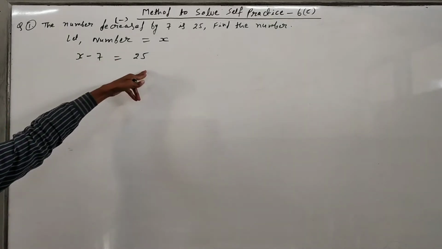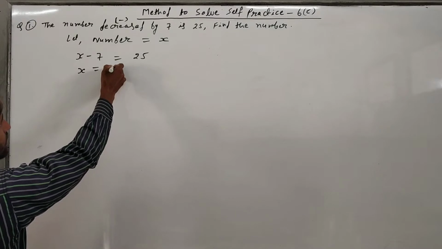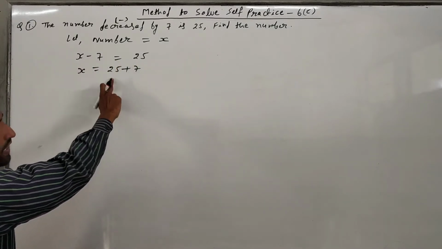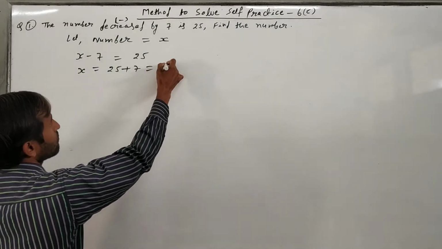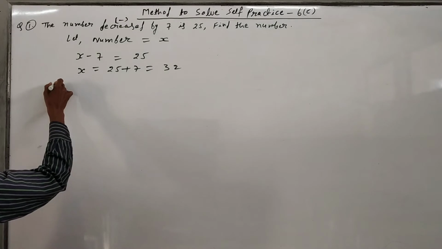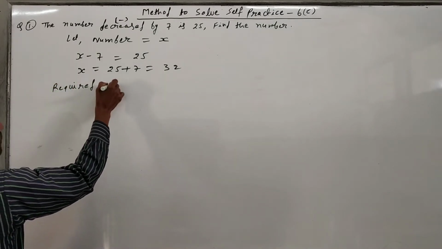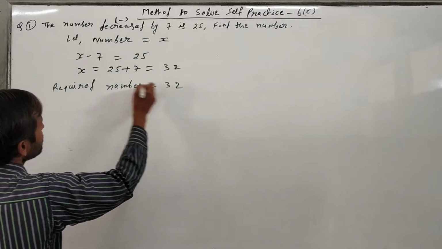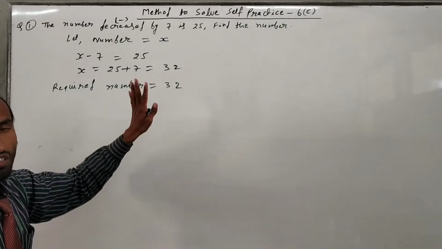We have to shift this value to that side. So here minus 7 is there, then it will go to the other side and become plus. So x equals 25 plus 7. How much will it be? 32. So the required number is equal to 32. This is the final answer. The value of x is 32. This is the number, 32.